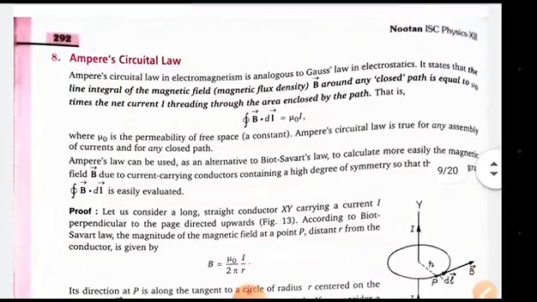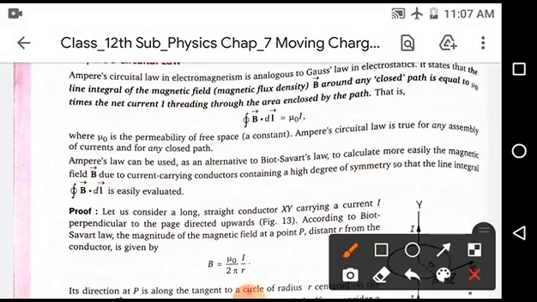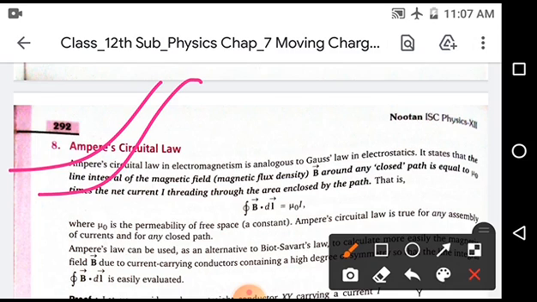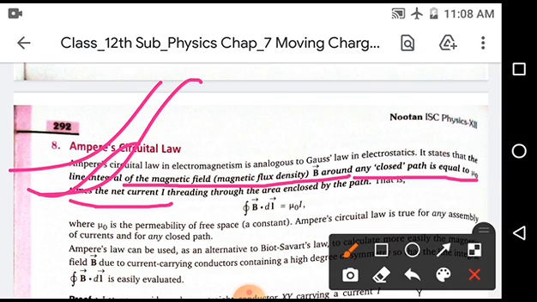So students, from this topic we start here, and the topic is Ampere's Circuital Law. This is an important chapter and an important topic. According to this law, the line integral of the magnetic field B around any closed path is equal to mu naught times the total current I threading through the area enclosed by the path, that is, integral B into dl is equal to mu naught times I.